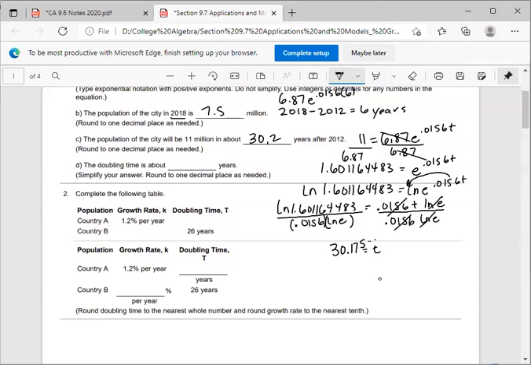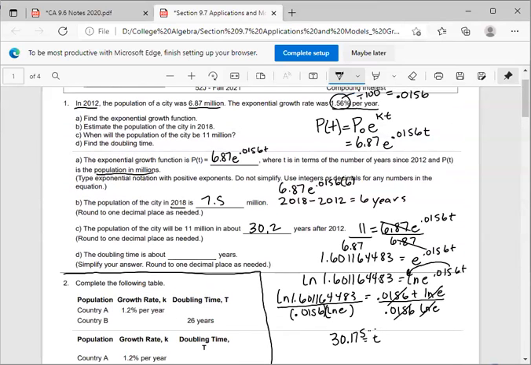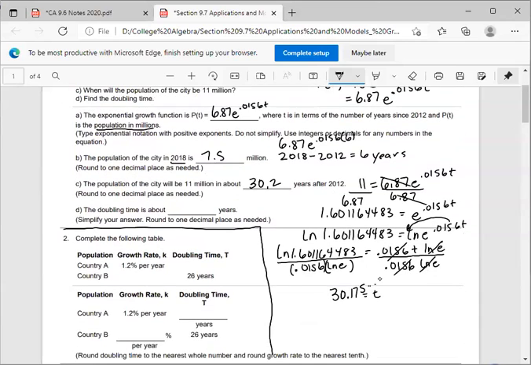The doubling time. So what do you think that means, doubling? The time it takes for the population to double, right? So I'm starting out with 6.87 million. If I double 6.87 million, I'm at 13.74 million. So all I'm doing is figuring out how much time it's going to take my population to double to get to 13.74 million.